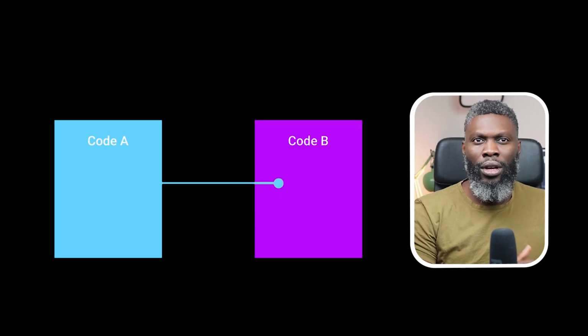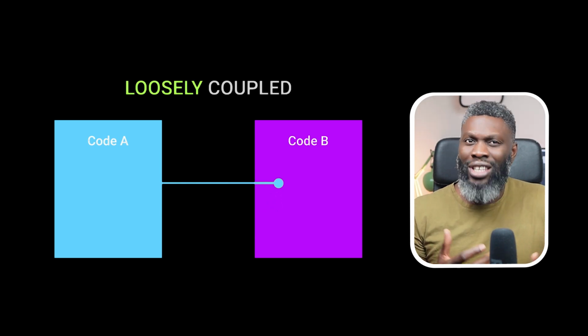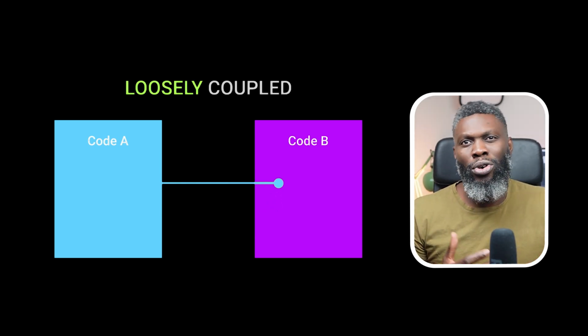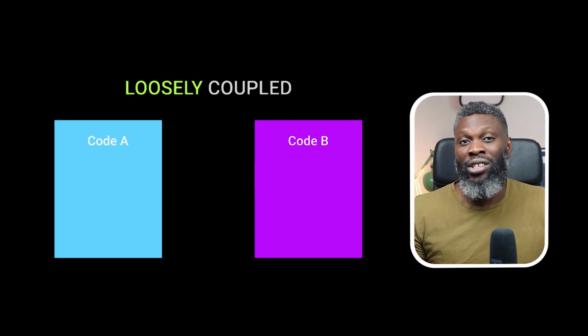Ideally, you want to decouple these components so that changes in one don't directly affect the other. Low coupling allows for easier maintenance and makes your systems more robust by limiting the impacts of changes.